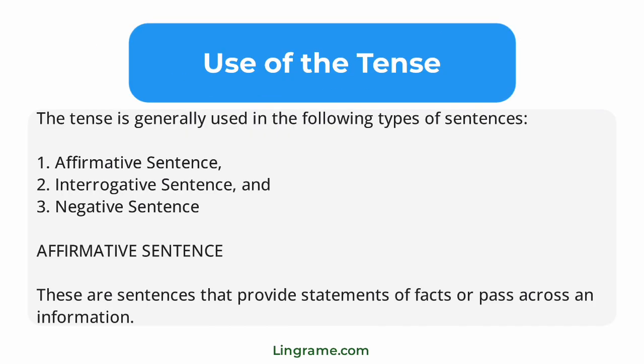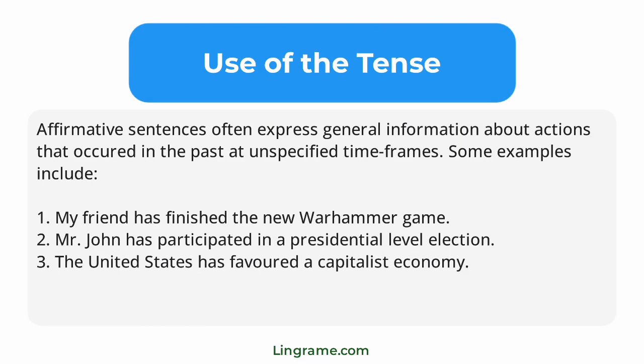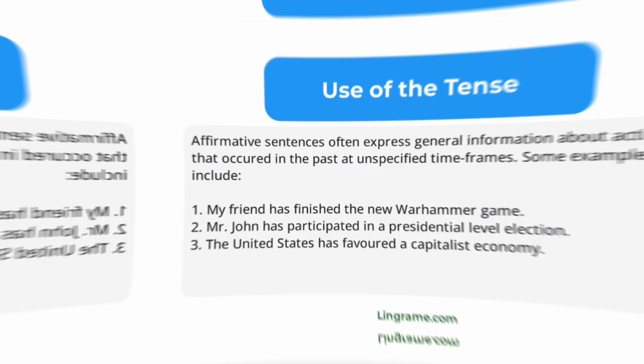Uses of present perfect tense. The tense is generally used in the following types of sentences: affirmative sentence, interrogative sentence, and negative sentence. Affirmative sentence. These are sentences that provide statements of facts or pass across information. Affirmative sentences often express general information about actions that occurred in the past at unspecified time frames. Some examples include: my friend has finished the new Warhammer game. Mr. John has participated in a presidential-level election. The United States has favored a capitalist economy.